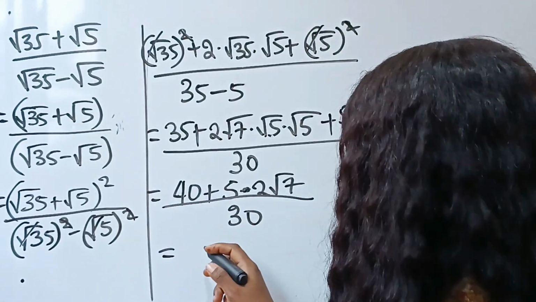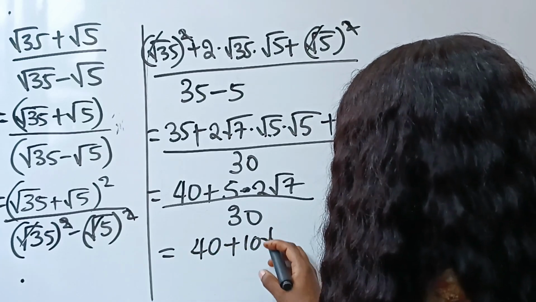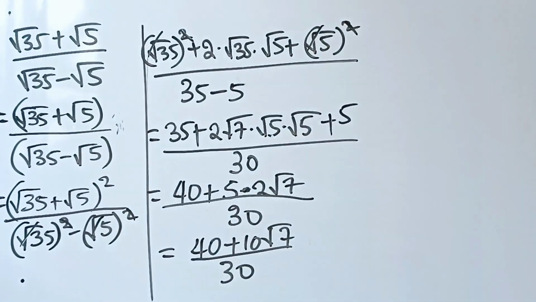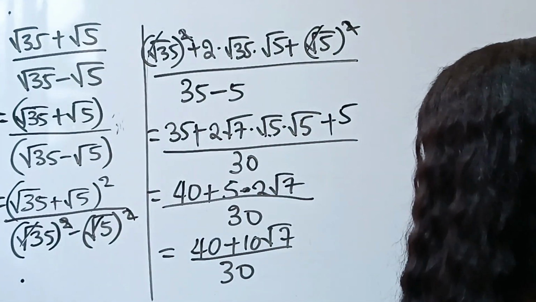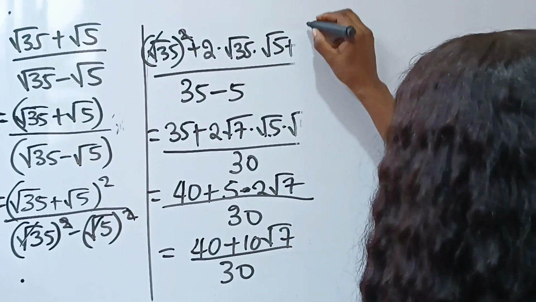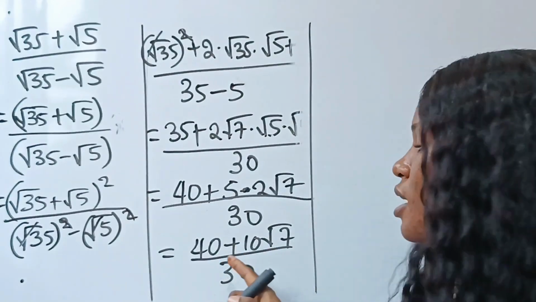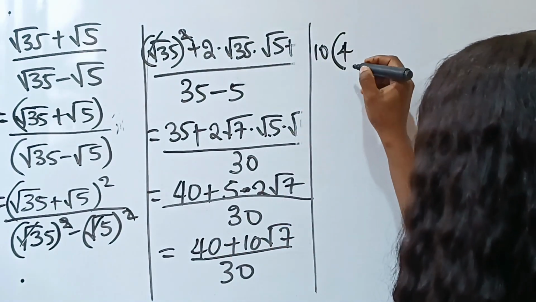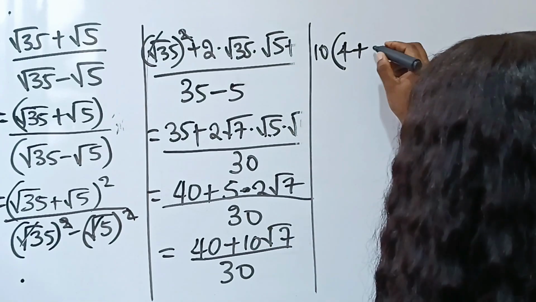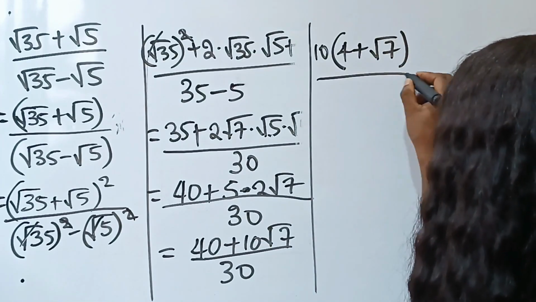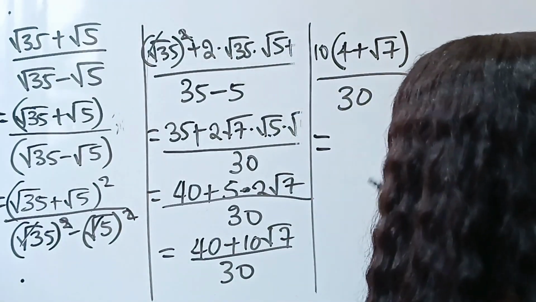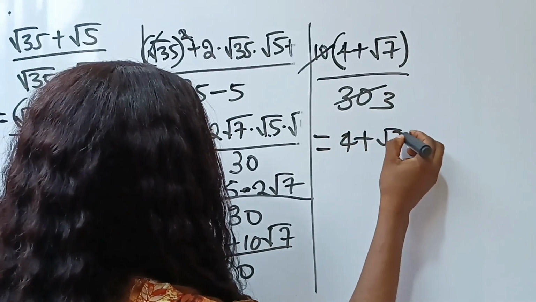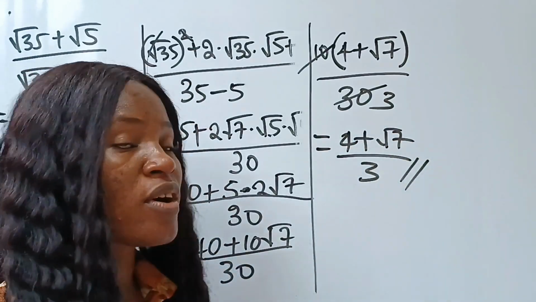Now this is equal to 40 plus 10 root 7, because 5 times 2 will give us 10, divided by 30. All right, now when you look at this, the common factor here is 10. So we bring that out. 40 divided by 10 will give us 4, plus this divided by 10 will give us root 7. Now divided by 30. 10 we divide this to give us 3. So we have 4 plus root 7 divided by 3. So you notice that we have gotten the same thing.